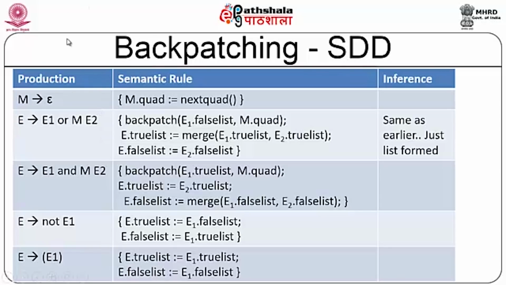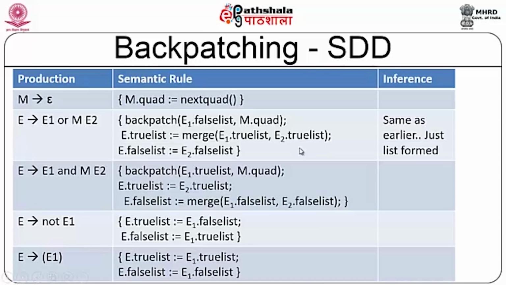Okay. Now, what I am going to do here is similar to the previous one, but I am going to create a list. So, what do we already know? If E1 is true, then the expression itself is true. Okay. If E1 is false, then I have to evaluate E2. Okay. So, what I will do here is create a function called merge, which is going to merge the true list of E1 and the true list of E2.